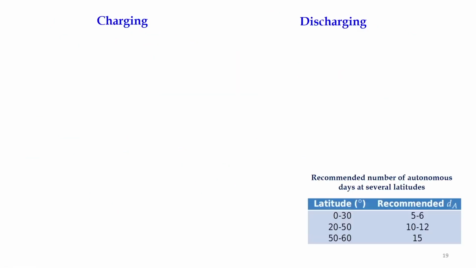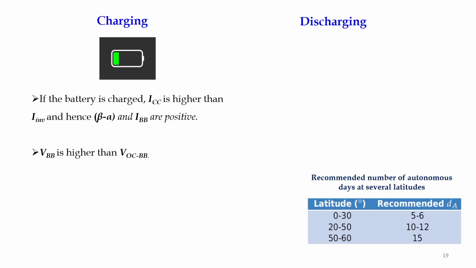Now, let us discuss the surging and discharging phenomenon. For surging, if the battery is charged, then ICC is higher than the current to the inverter, and hence beta minus alpha and IBB are positive. And VBB is higher than VOC BB during surging.